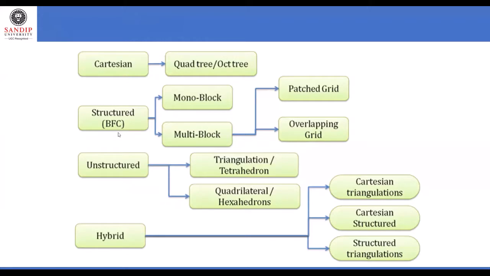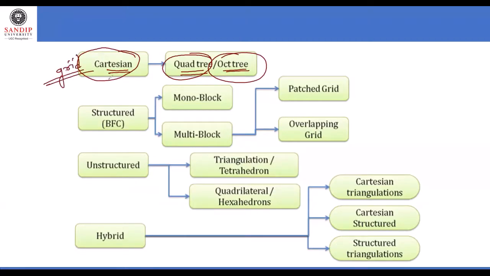As far as the Cartesian grids are concerned, they are of quadtree or octree type. They are formed of quadtree cells or octree cells when we go with the Cartesian grid generation method. So they are formed of quad or octa cells, and this is the first method.